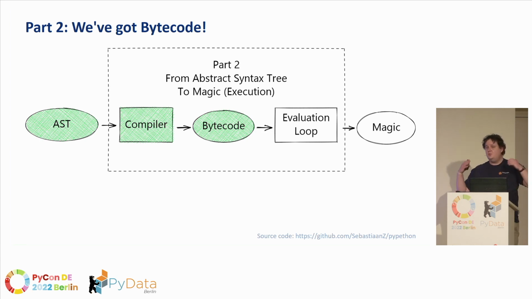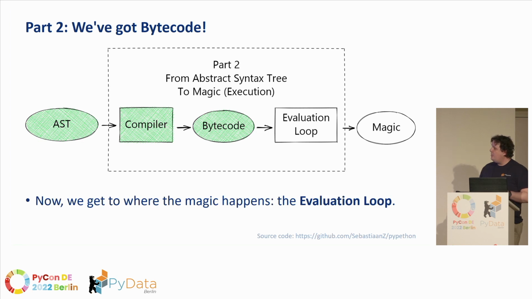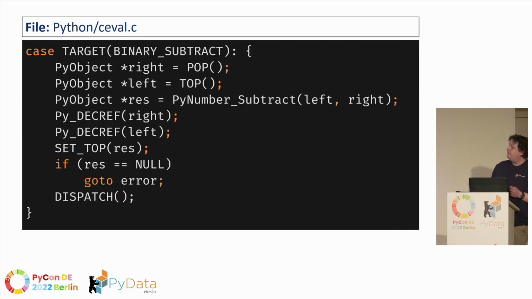This is the thing that will process all the instructions. And it's a huge loop with a lot of switch cases, and it has a case for each bytecode instruction that it can have. So for instance, here I have the case target for the binary subtract. This is within the evaluation loop. So what happens is as soon as the evaluation loop encounters the binary subtract, it will start executing this piece of C code over here. And this is what actually executes the subtraction.